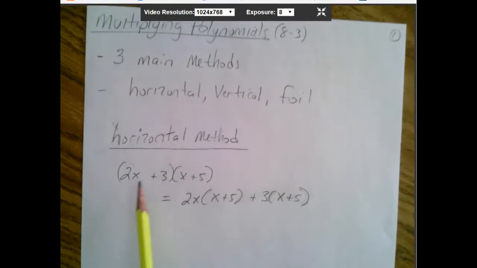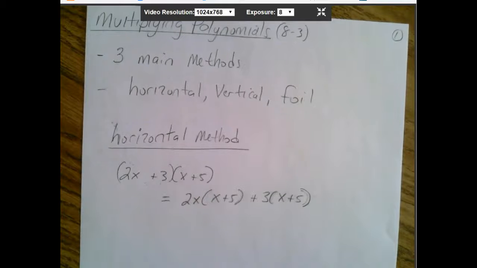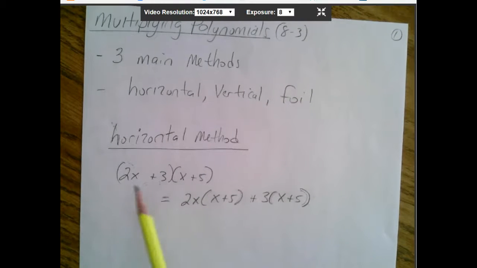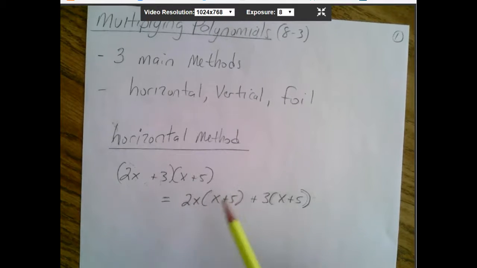So you just have these, 2x plus 3 times x plus 5, and we just do it horizontally to the right. So we do 2x times this, 3 times this, and then we just collect like terms. So let me just do it. 2x times x is 2x squared, 2x times 5 is 10x.